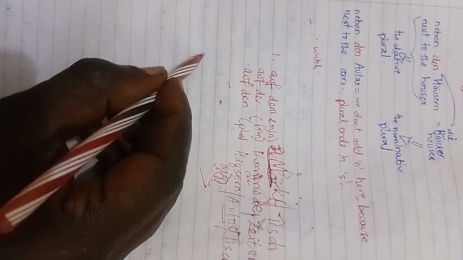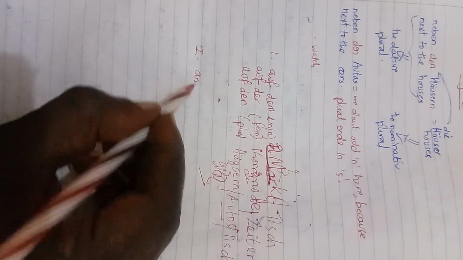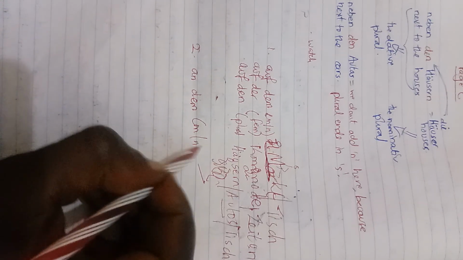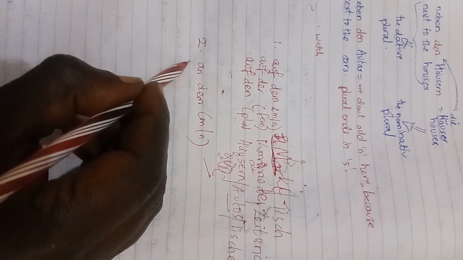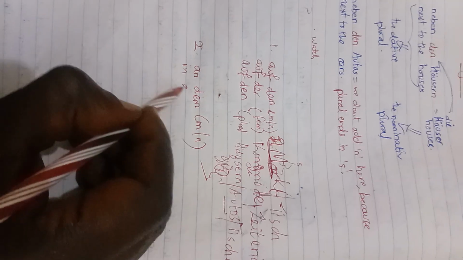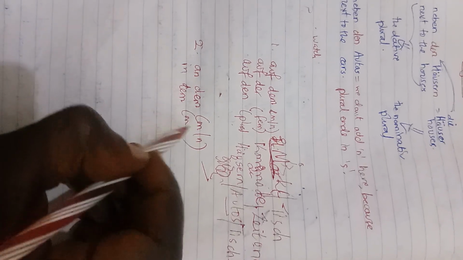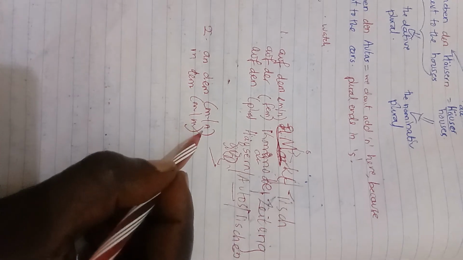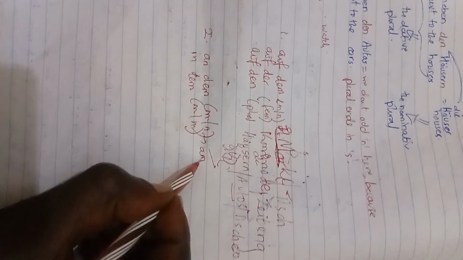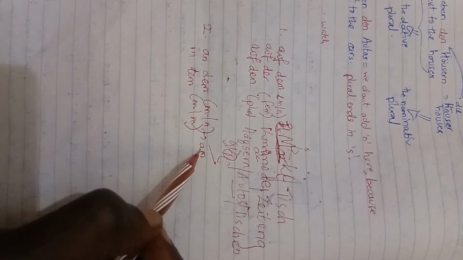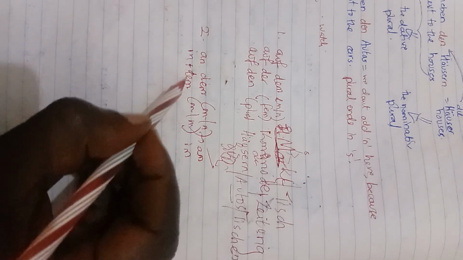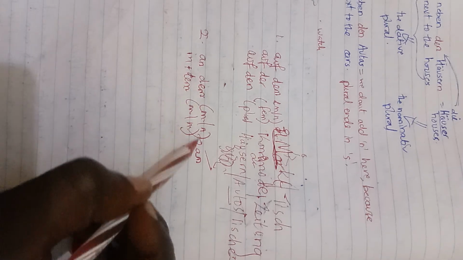I want to show you the contraction when you have an, which means at or on, and dem, when the noun is masculine or neutral singular, and in dem, when the noun is masculine or neutral singular. So an dem becomes am, and in dem becomes im, so that in plus dem equals im, and an plus dem equals am.